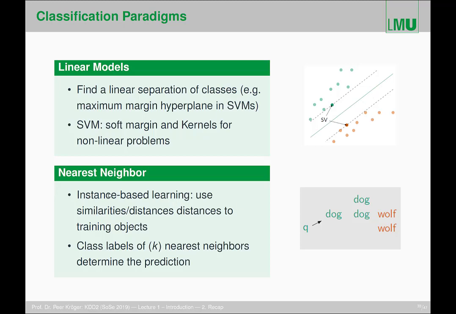And last but not least, we had the nearest neighbor classifiers, the so-called lazy learners, or instance-based learning. You just use similarities or distance measures to the training objects. You have the training objects here: the green ones are dogs, the red ones are wolves, and this one here you want to classify. You just compute the training object with the smallest distance, which is in this case a dog. So you say this one is also a dog. The class labels of the nearest neighbor or the k nearest neighbors determine the prediction.